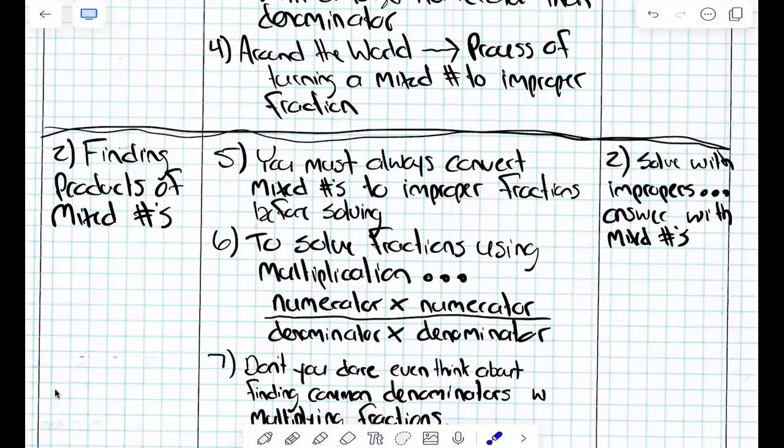If it's adding, you convert to impropers. If it's subtracting, you convert to impropers. If it's multiplying, you convert to impropers. When it's division, you're going to convert to impropers when you learn that.